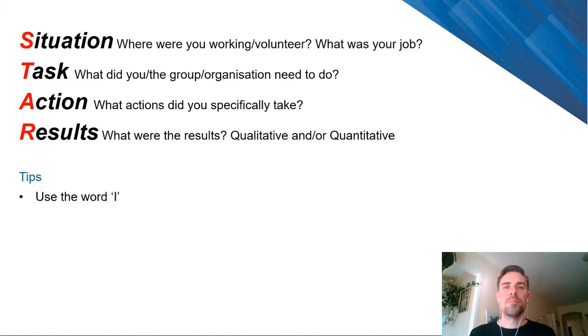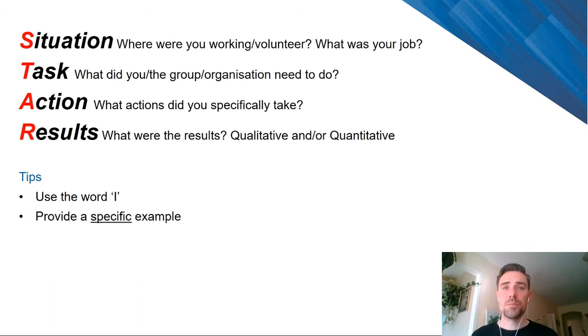So next are the tips. The first one is use the word I. Now in the STEM disciplines, we train you out of using the word I in your academic writing and writing in the third person. But in this instance, the employer really wants to know what you did. These are the actions I took. These are the results I achieved.